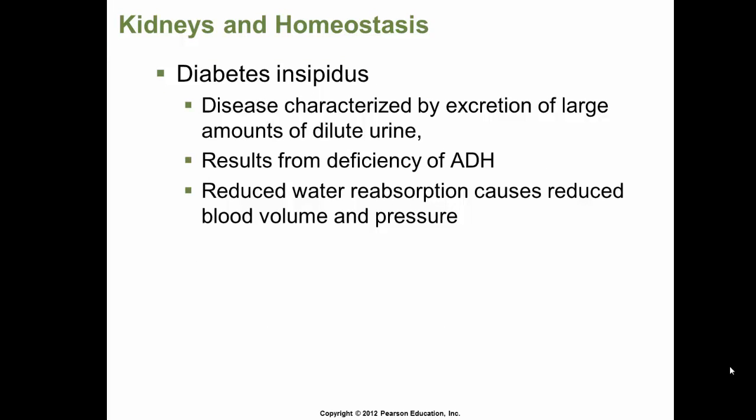Diabetes insipidus was discussed in, I believe, chapter 10, which is a disease characterized by excretion of large amounts of dilute urine and results from a deficiency of antidiuretic hormone. The reduced water reabsorption causes reduced blood volume and reduced blood pressure.